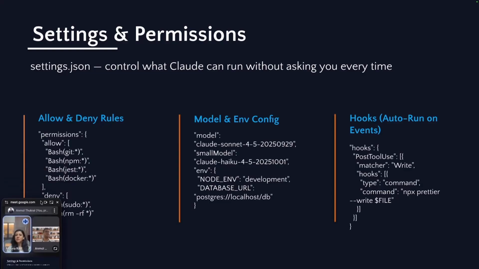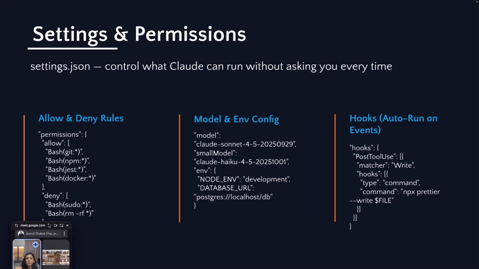Since Claude Code is taking real actions, as we just saw, writing files, running commands, committing to Git, there has to be a way to control exactly what it is allowed to do, right? That's what we have been highlighting settings.json is for. This is like a control panel for Claude, right? Settings.json. Exactly. Everything lives there. What Claude can run without even asking you, what it is never allowed to do, which models to use, environment variables, and even automatic actions that trigger after certain events. Let's go through each one of them.